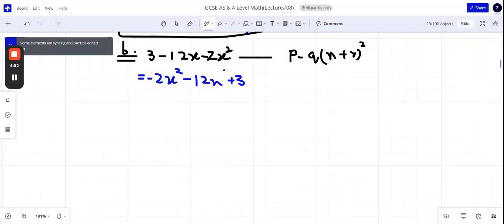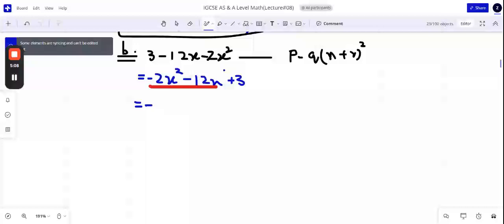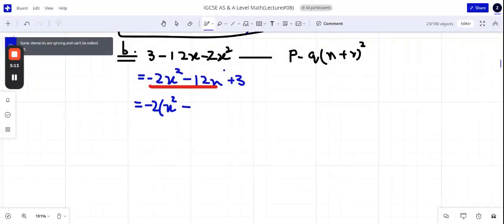Now the second thing is we will factor out the coefficient of minus 2 from the first two terms. So now the first two terms are minus 2x square and 12x. So minus 2 is factored out, means common. What is left? X square plus 6x, because 2 times 6 is 12. Minus sign will change the sign with the 12. Then plus 3 we will keep the same.